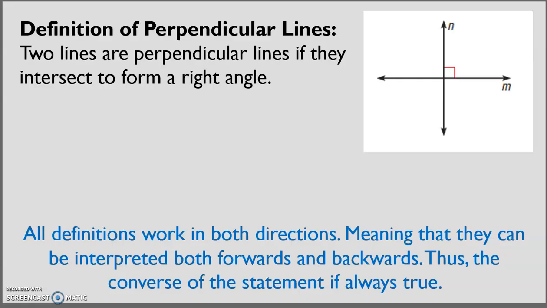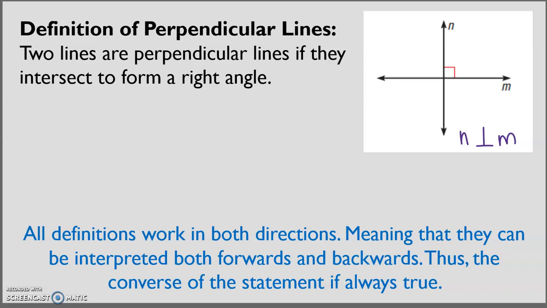So, let's start with talking about the definition of perpendicular lines. Two lines are perpendicular if they intersect to form a right angle. So inside of this diagram, I know that line N is perpendicular to line M. Now, one thing that I want to mention to add on to this is that all definitions work in both directions, meaning that they can be interpreted both forwards and backwards. Thus, the converse of the statement is always true.